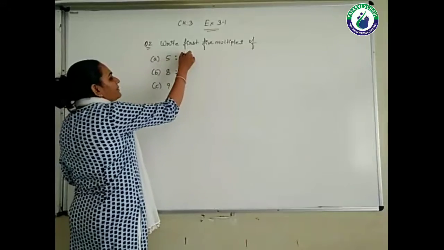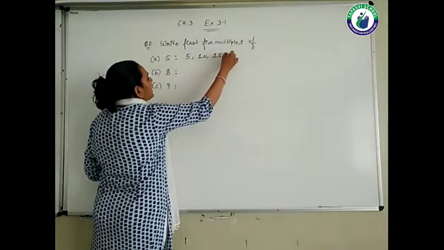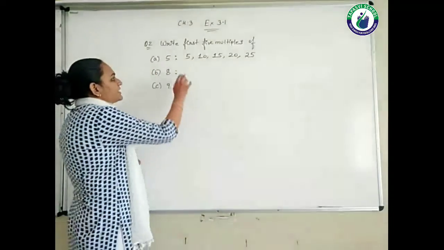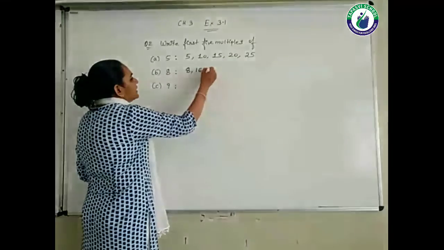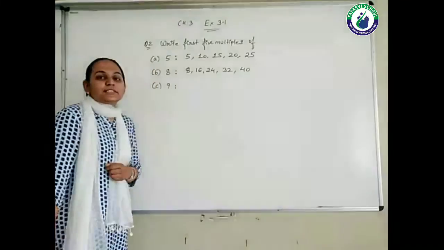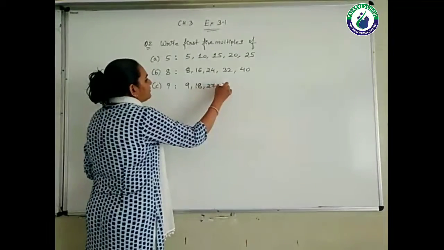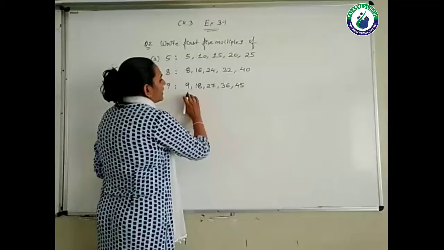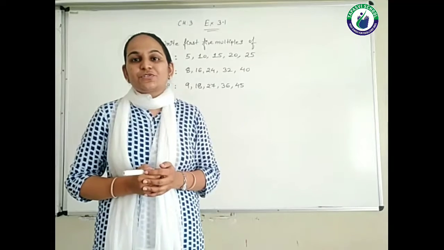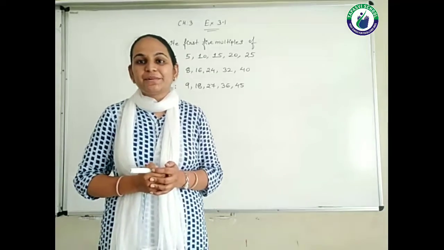So first 5 multiples of 5 are: 5 ones are 5, 5 twos are 10, 5 threes are 15, 5 fours are 20, and 5 fives are 25, right? Next one is students 8: 8 ones are 8, 8 twos are 16, 8 threes are 24, 8 fours are 32, 8 fives are 40. Next one is 9. So 9 ones are 9, 9 twos are 18, 9 threes are 27, 9 fours are 36, 9 fives are 45. See here, right? So I think that this question is now clear to all of you, right? How to write the multiples of the given number.